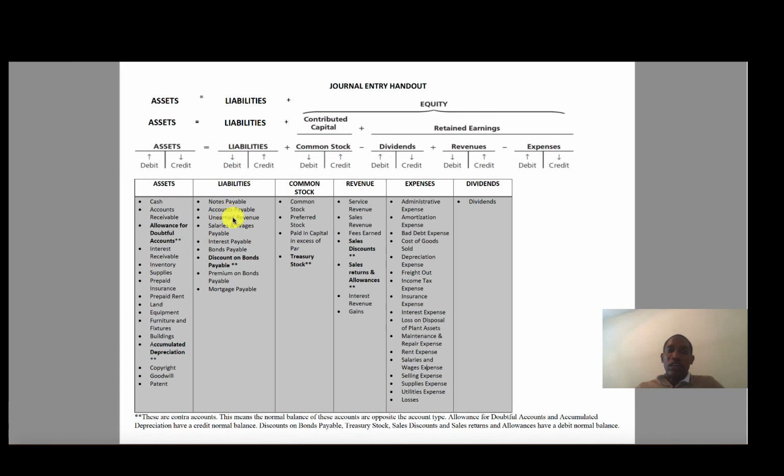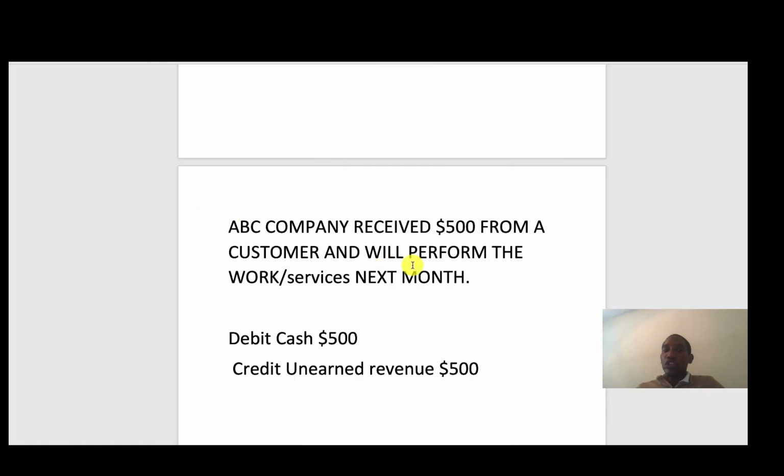Okay. Now, why is it a credit to unearned revenue? Well, unearned revenue is a liability. Okay. Liabilities represent what we owe. In accounts payable and notes payable, usually that means we owe money. Well, in unearned revenue, we don't owe money here. What do we owe? We owe work or services. So the customer paid us ahead of time, and now we have to go out and perform the work. So unearned revenue is whenever you get paid before doing work. So you owe your customer work, so that's why it's a liability. It's a liability because you owe them $500 worth of services.